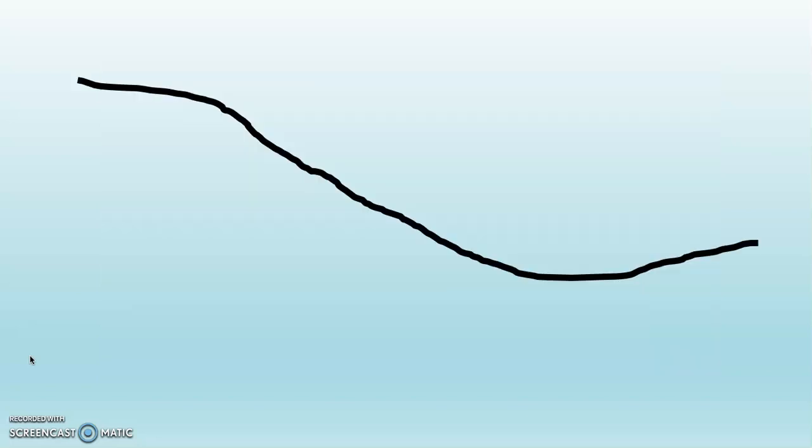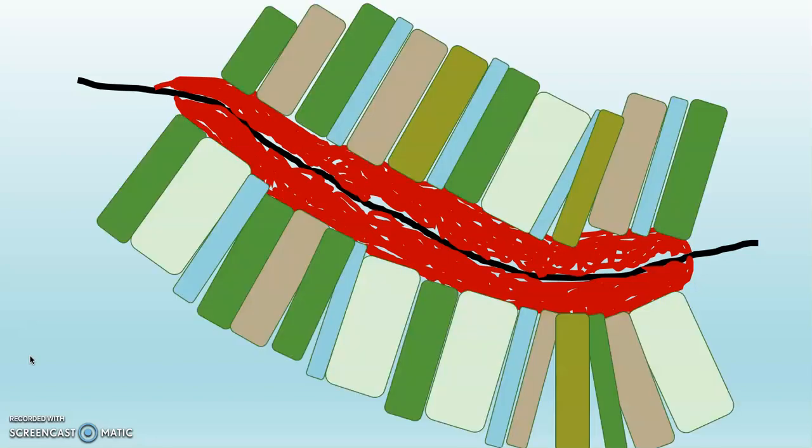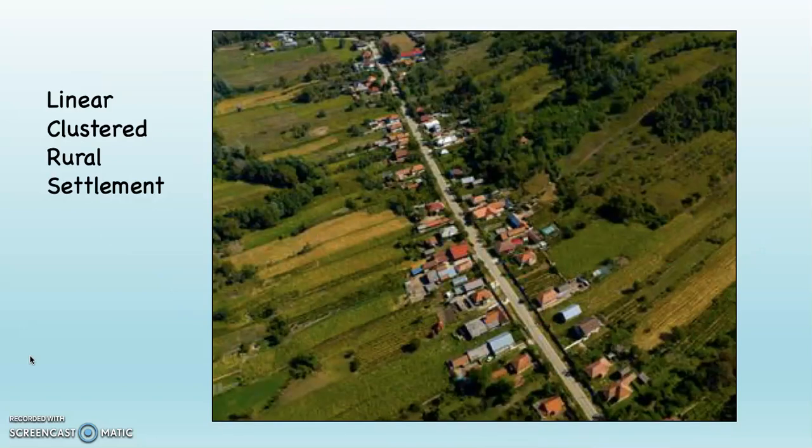So let's say this is the form of transportation. The red represents the town, the village that's stretching out along the form of transportation. And now you can see all of the fields, all linear fields stretching out away from the town. That is common of a linear clustered rural settlement. And if you look here, we can see linear clustered rural settlement. Indeed, you can see right along the transportation route, and you can see the fields stretching out in long linear strips away from the town.